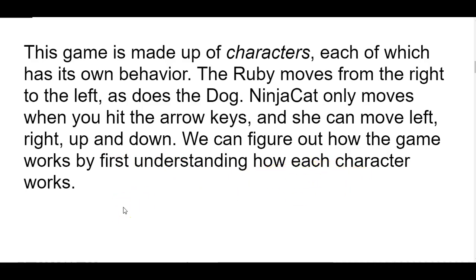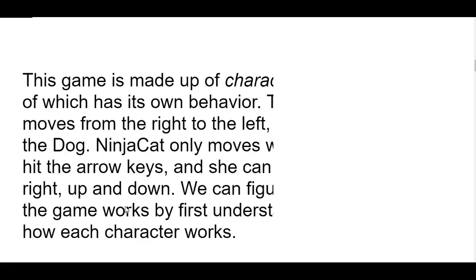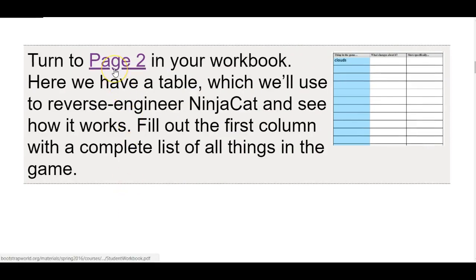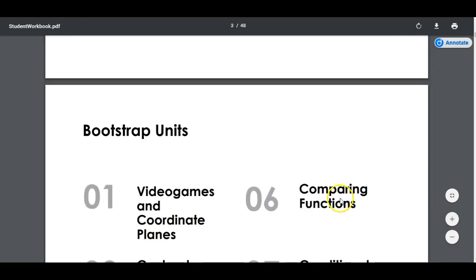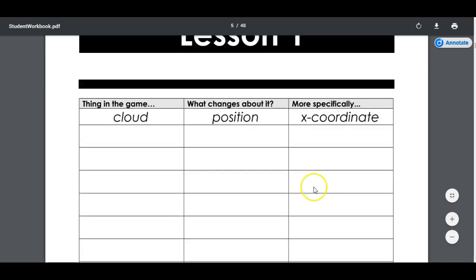So there are absolute rules that guide how the characters behave. And, of course, we're going to have to make sure we're very clear on those rules so that we can give them as instructions in our video game program. Okay? So now in your workbook, if you go to page 2, you're going to have this table here, and you're going to go ahead and start filling it in. You should be filling this in, writing down what are some of the things you see in the game, what is changing about it, and then get very specific. How is it changing?